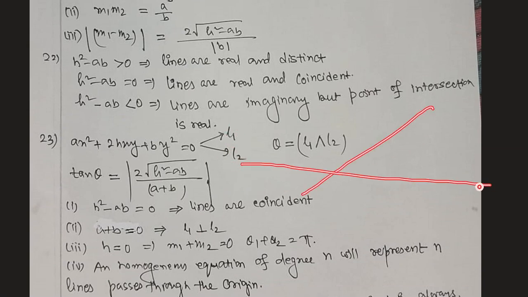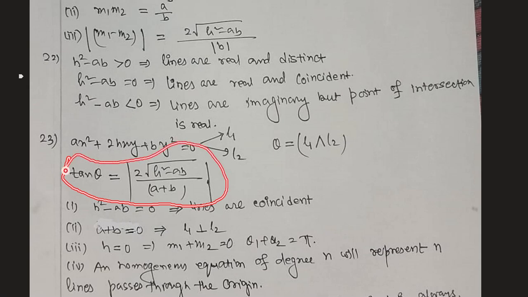Now we are going to calculate the angle between them: tan theta is equal to 2 root over h square minus ab, divided by a plus b. The angle between the pair of lines is this one. If the numerator is 0, that means h square equals ab, then we have parallel lines, or coincident lines, a pair of lines passing through the origin. If this part is also 0, then both lines are the same and coincident. If a plus b is 0, then we say the lines are perpendicular.